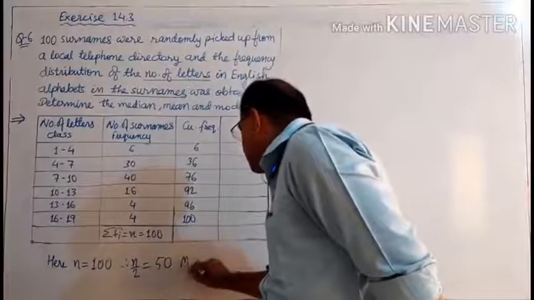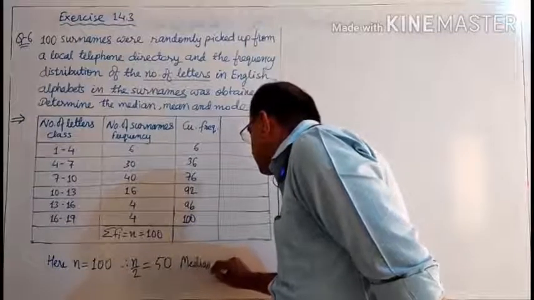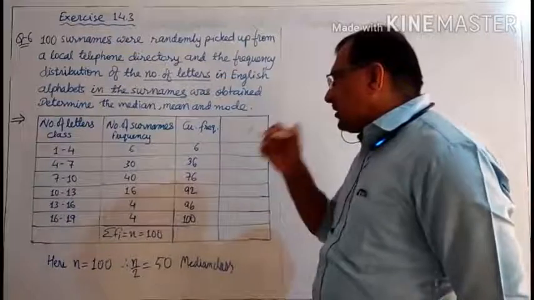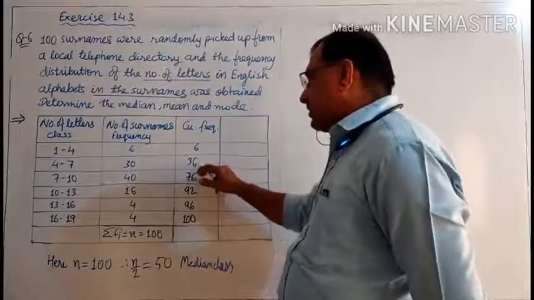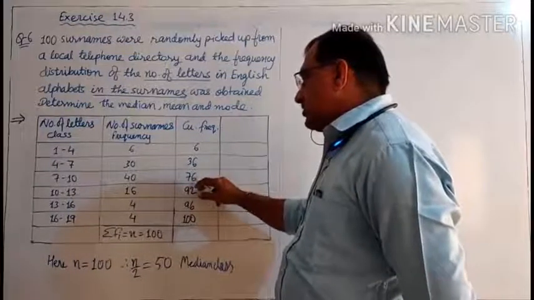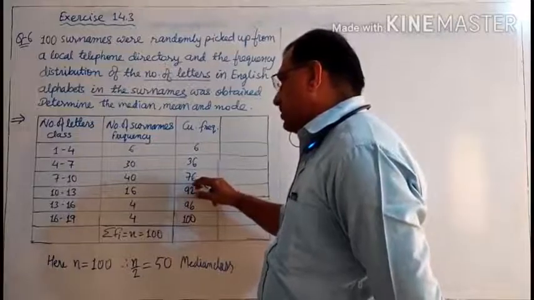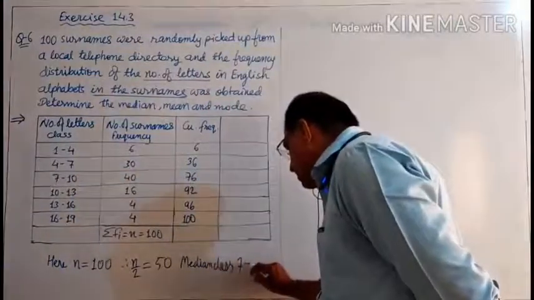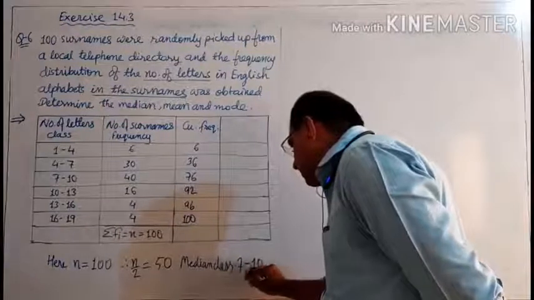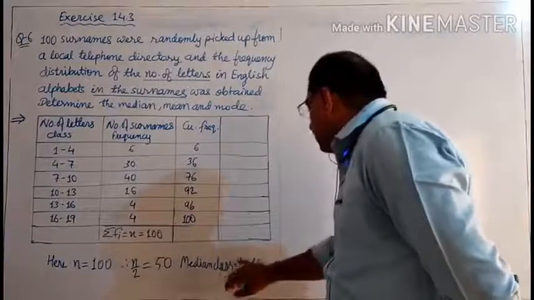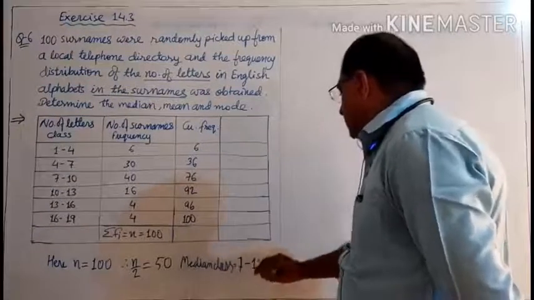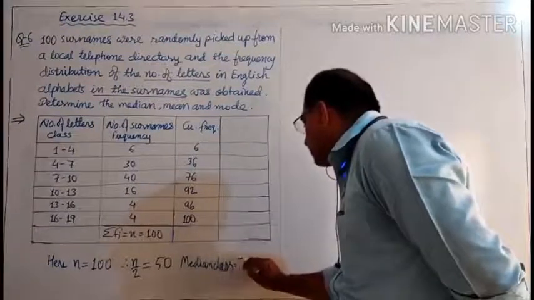So the median class, what is the median class? The class with cumulative frequency 50. Here you can see 36 onwards up to 76, that is, the 50th observation falls in this group, that is 7 to 10. And so here the median class is 7 to 10. Is it clear? So the lower limit here is 7, and therefore we can proceed for the median.